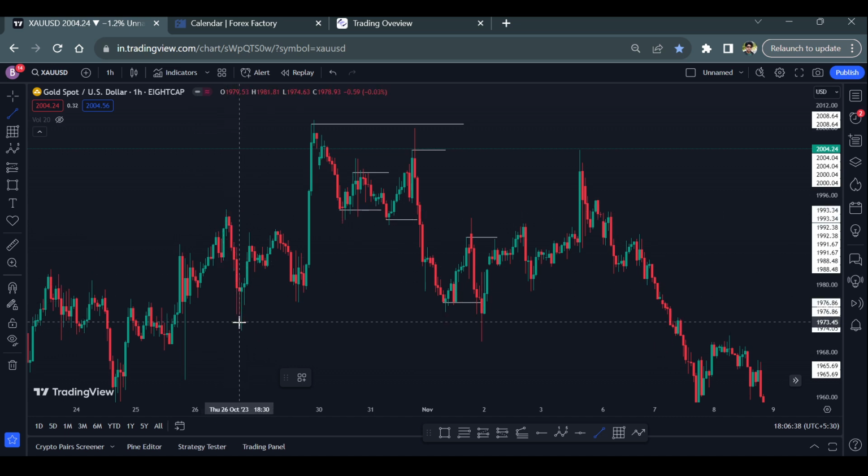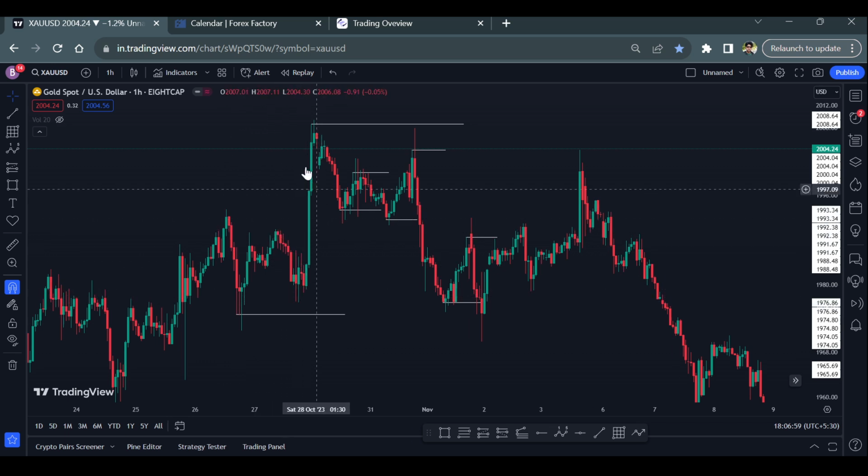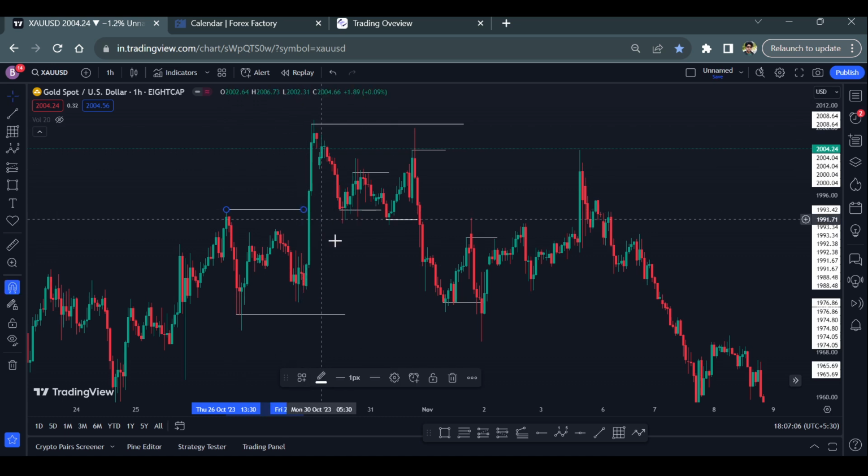This was a high, this was the low. Let me mark here, this was a low, and then here one internal 1 2 3: low, lower high, lower low, high, low, lower high, and then higher low, and then broken here. This is what we are waiting for. It was broken. Now this is our demand zone.